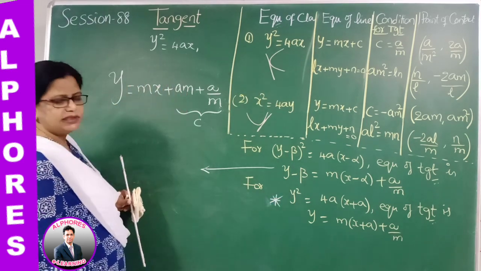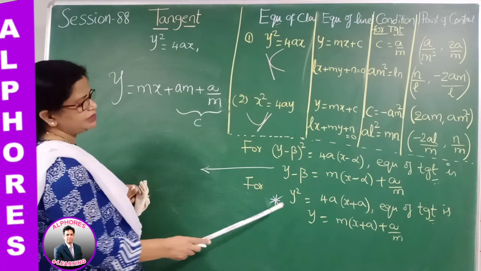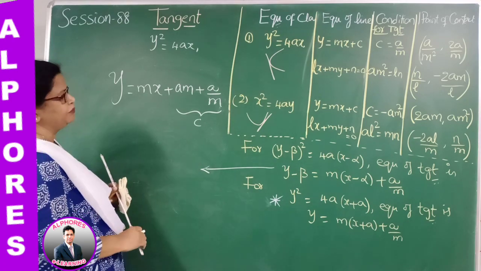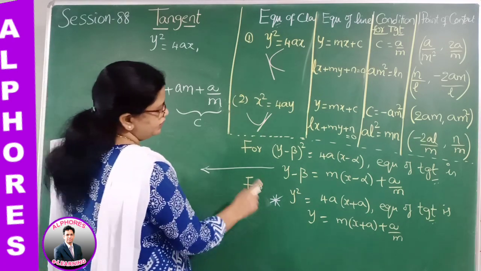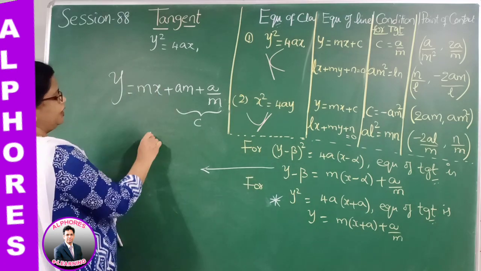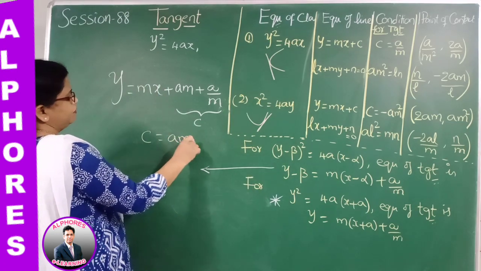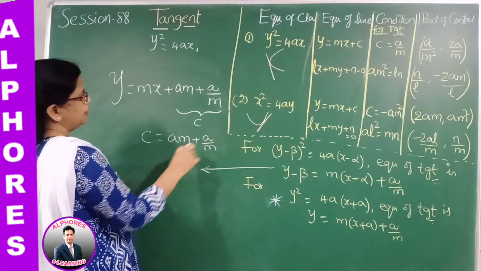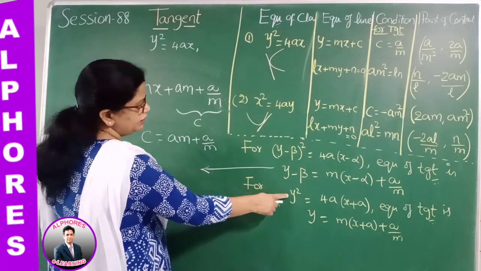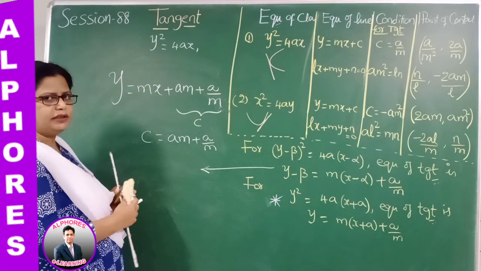Many times it shows up in our problems, so remember this one as a formula also. So what is the tangency condition here, students? c equals am + a/m. This is the tangency condition for the line y = mx + c to be a tangent to this parabola.